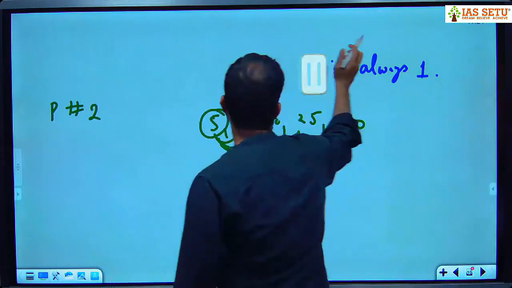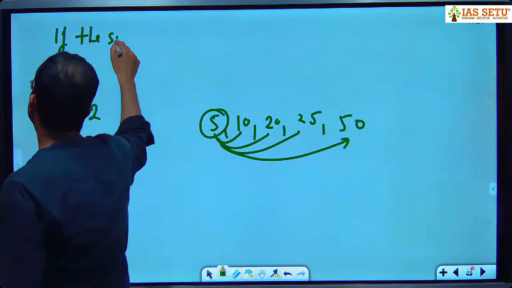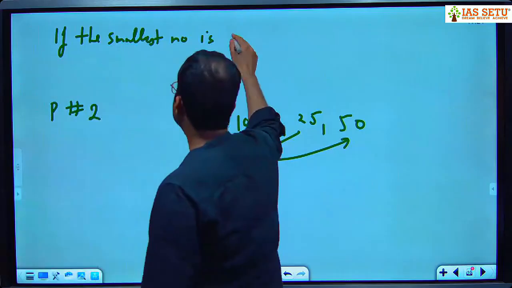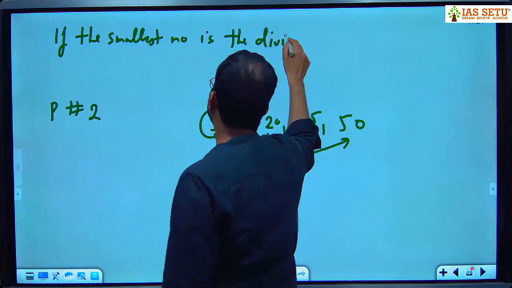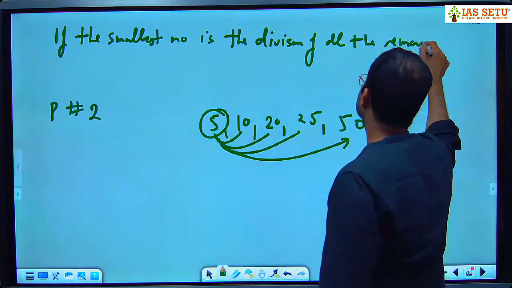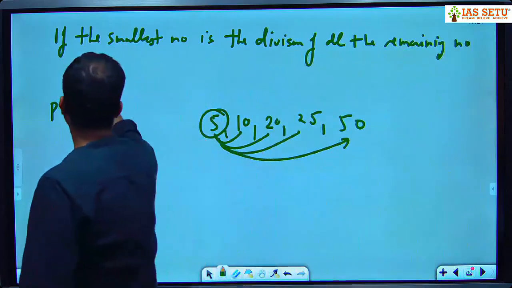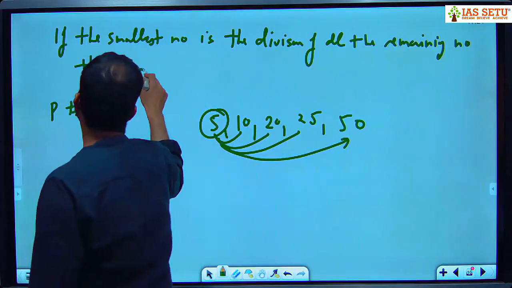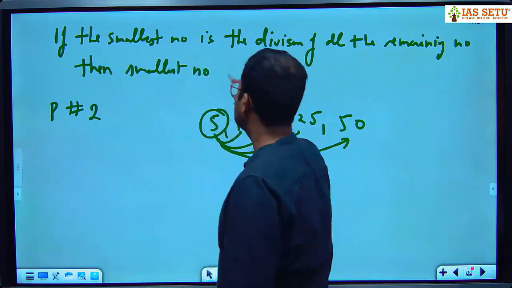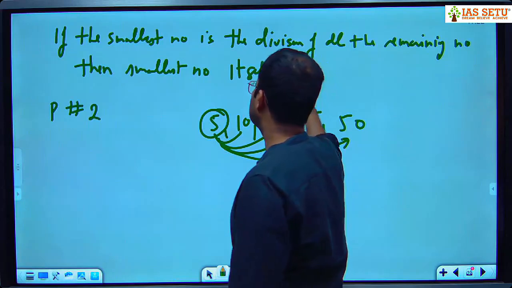So you can write, if the smallest number is the divisor of all the remaining numbers, then the smallest number itself is the HCF.